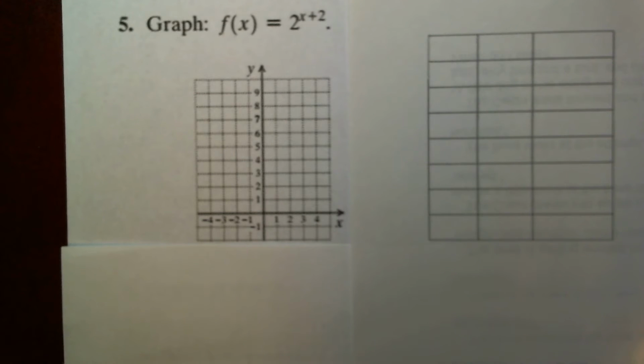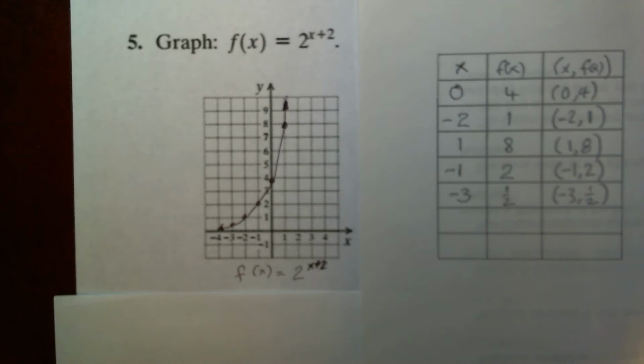For exercise 5, we are asked to graph the function f of x equals 2 to the x plus 2. So we create a table of values, plot the points, and then connect the points with a smooth curve. And so here is the graph of the function f of x equals 2 to the x plus 2.